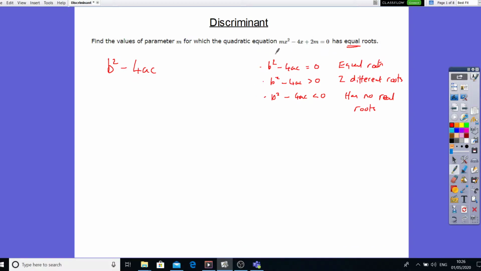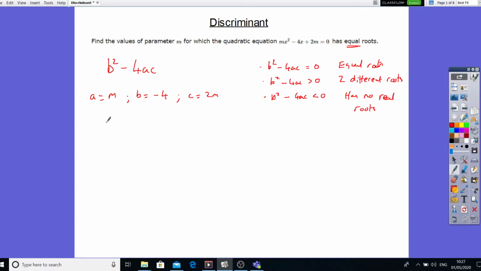Now, going through this question, we need to look at the coefficients. A is the coefficient of x squared, b is the coefficient of x, and c is the constant. So in this case, a is equal to m, b is equal to minus 4, and c is equal to 2m. And we need to find the value of m for which this equation has equal roots. So we need that first scenario. I'll call this scenario 1, 2, and 3.